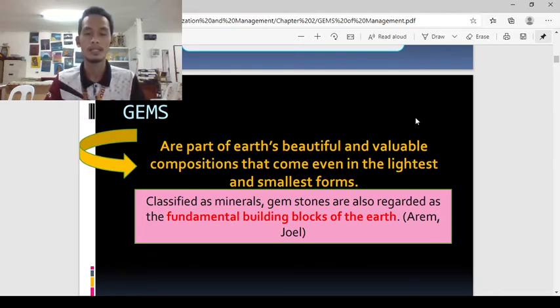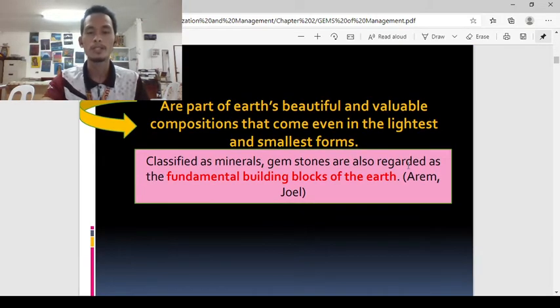Gemstones are also regarded as the fundamental building blocks of the Earth. They're really important, the fundamental building blocks of the Earth, according to R.M. Joel. When you say fundamental building blocks of the Earth, they are really important minerals of the Earth. They serve as building blocks of the Earth.